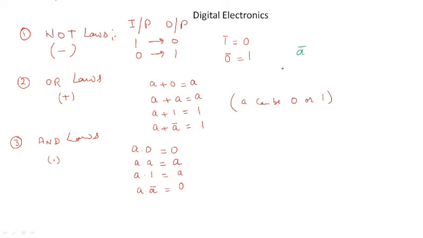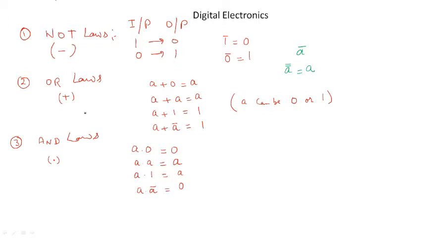You must also note that A double bar is equal to A. Here you can also think that 1 represents the on state and 0 represents the off state of a switch. So if a switch is in the on state, after the NOT operation it will be in the off state. If a switch is in the off state, after the NOT operation it will be in the on state.